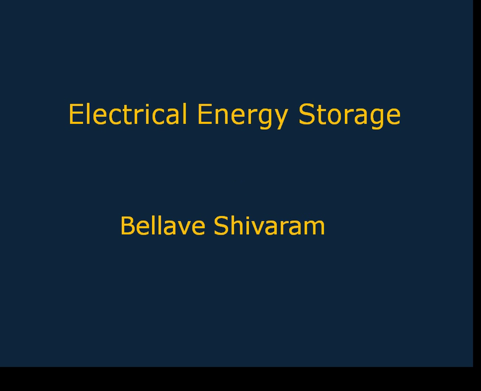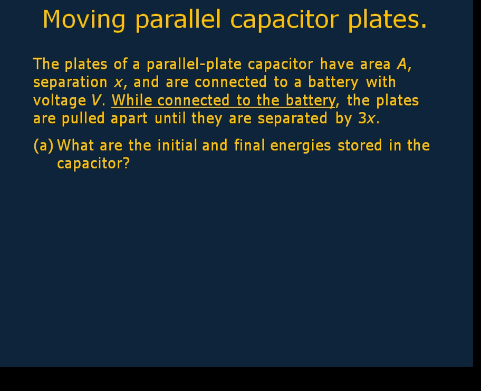This example illustrates the conservation of energy and also explains how energy transfer occurs between the plates of the capacitor and the battery that's connected to the capacitor. So here is the statement of the problem. You have two plates in a capacitor, each having an area A and a separation distance x, and they are connected to a battery with voltage V.